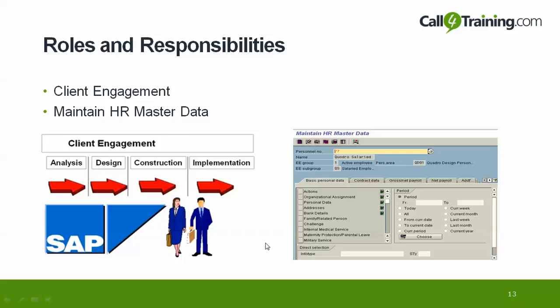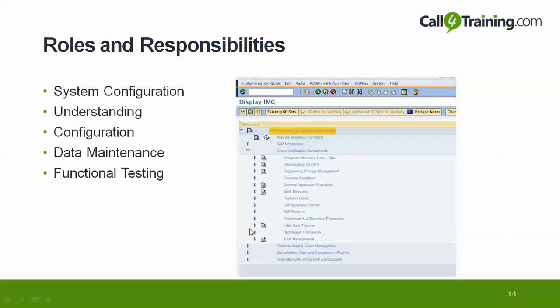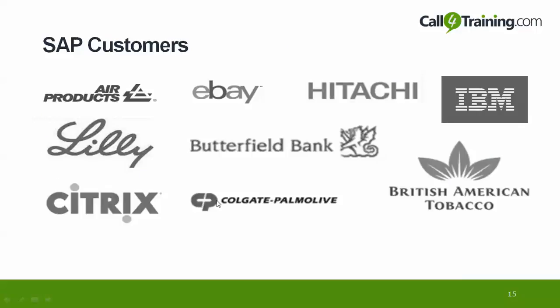The next is client engagement. This just encompasses what I just said: maintain HR master data, analysis, design, construction, and implementation. This is a screenshot of PA20 and shows how to maintain SAP HR data. Now, this is what I just spoke about: system configuration, understanding configuration, data maintenance, and functional testing.